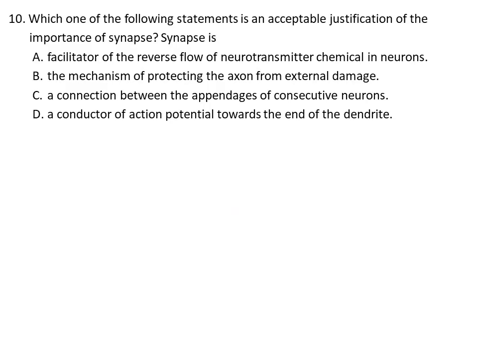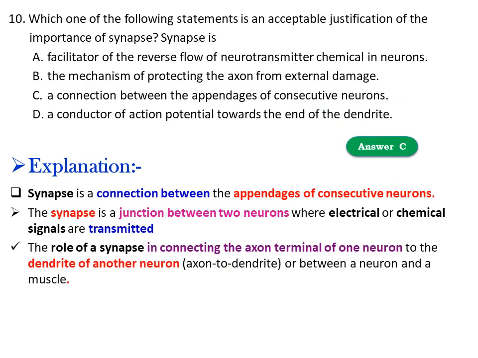Question number 10. Which one of the following statements is an acceptable justification of the importance of the synapse? The answer should be C: a connection between appendages of constituent neurons. So synapse is a connection between appendages of constituent neurons.